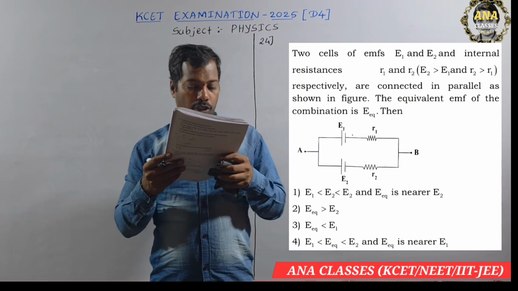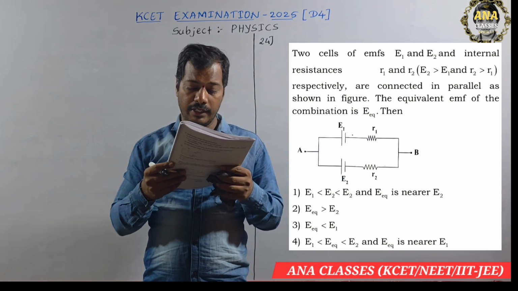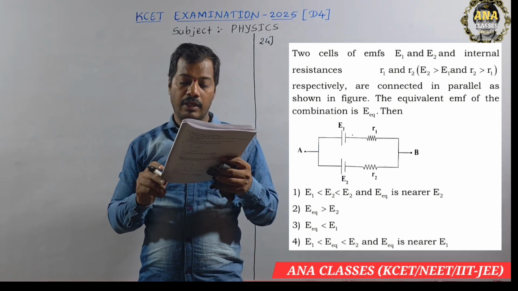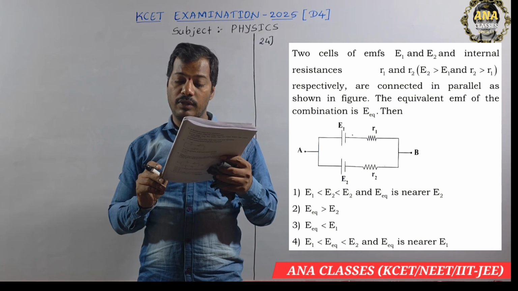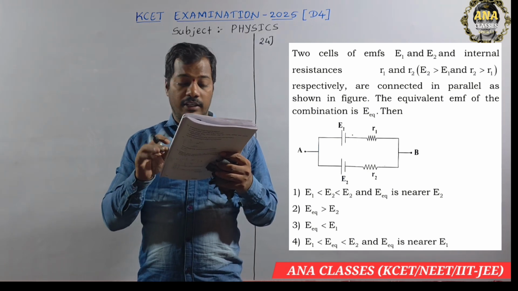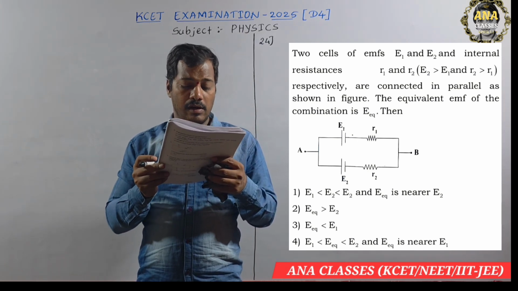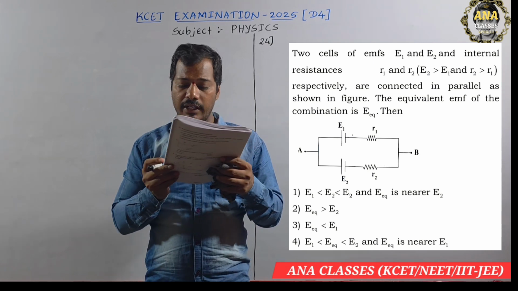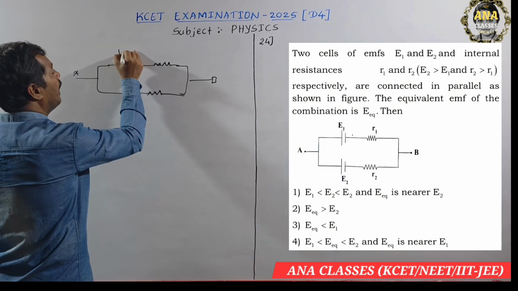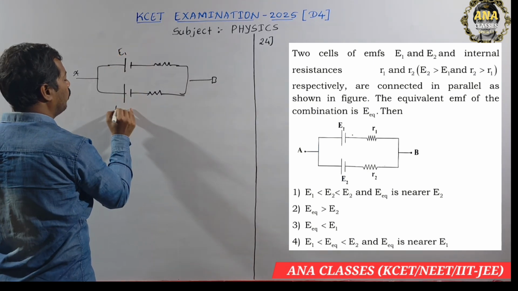Question number 24. Two cells of EMF E1 and E2 and internal resistance R1 and R2, where E2 is greater than E1 and R2 is greater than R1 respectively, are connected in parallel as shown in the figure. The equivalent EMF of the combination is?